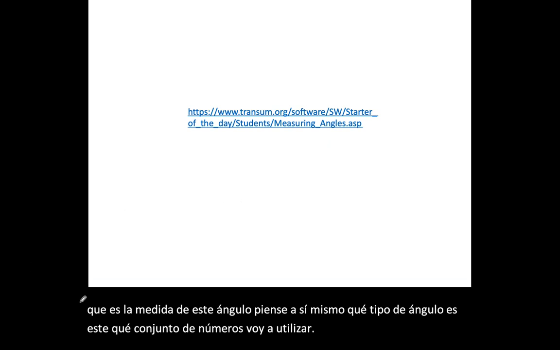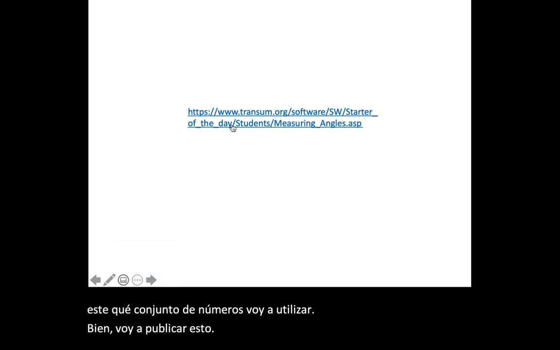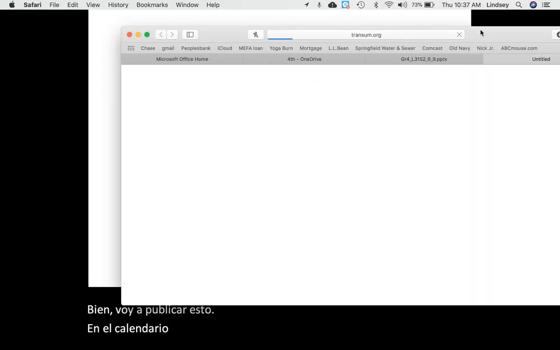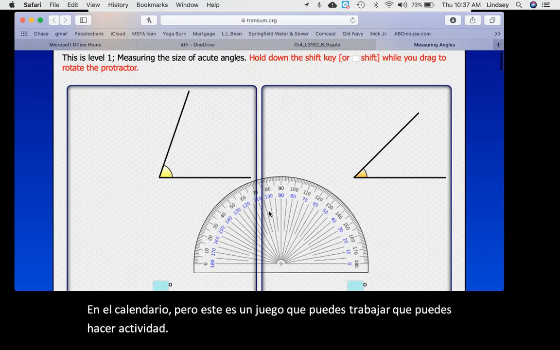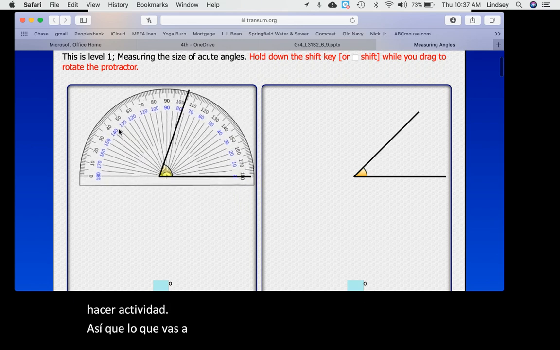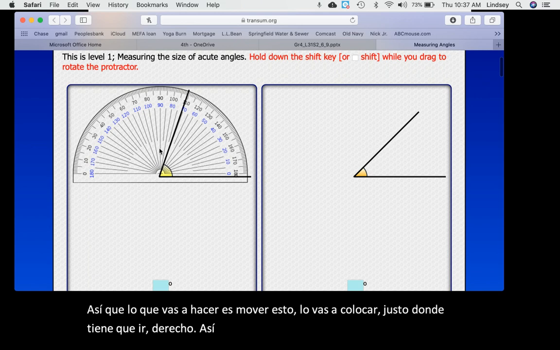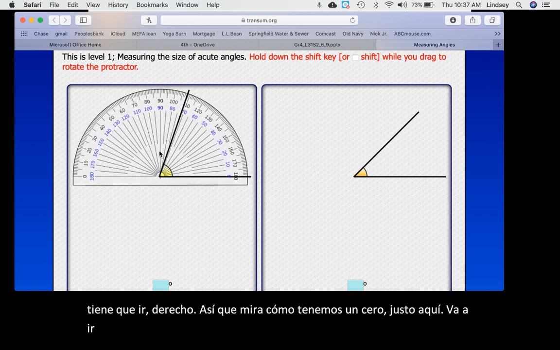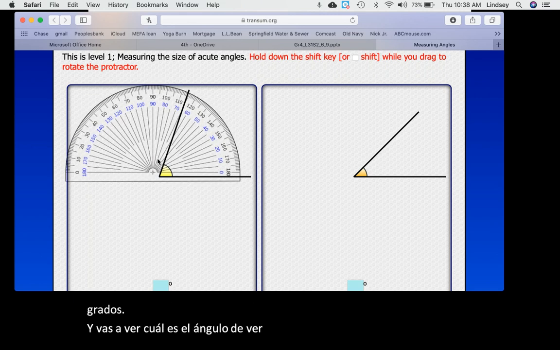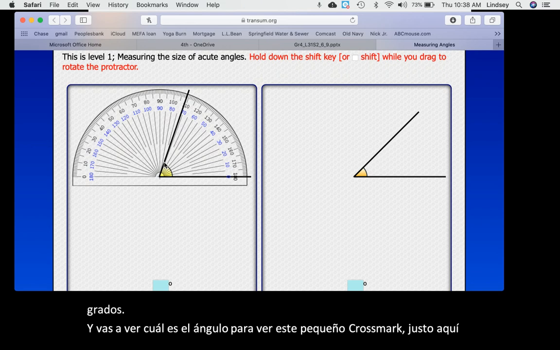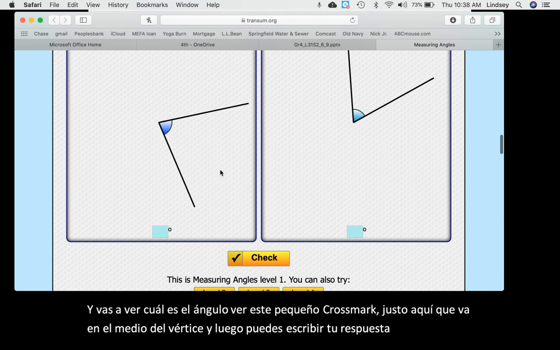Okay, I'm going to post this in the calendar, but this is a game, or an activity, that you can do. And so what you're going to do is move this and place it right where it needs to go. So see how we have a 0 right here? It's going to go at 0 degrees, and you're going to see what the angle is. See this little cross mark right here? That goes in the very middle of the vertex. And then you can type your answer here. And when you finish, there is a check right there.